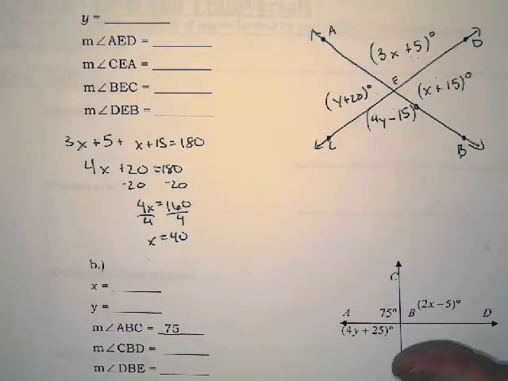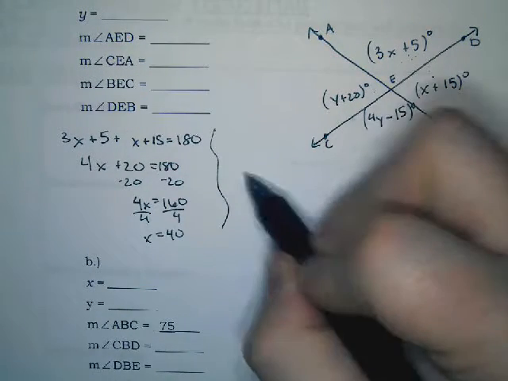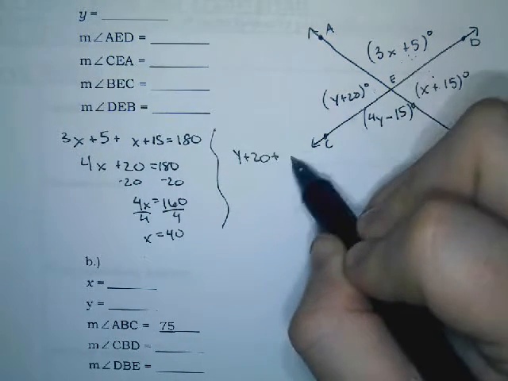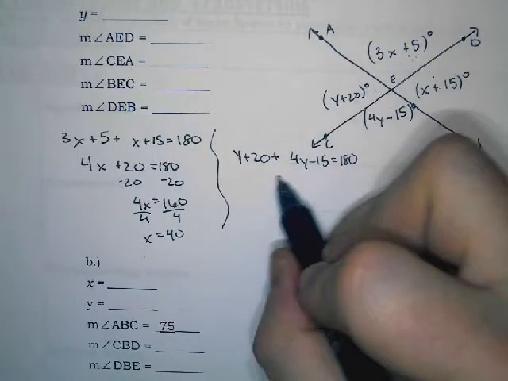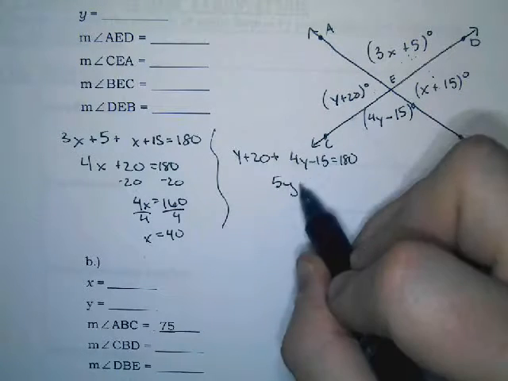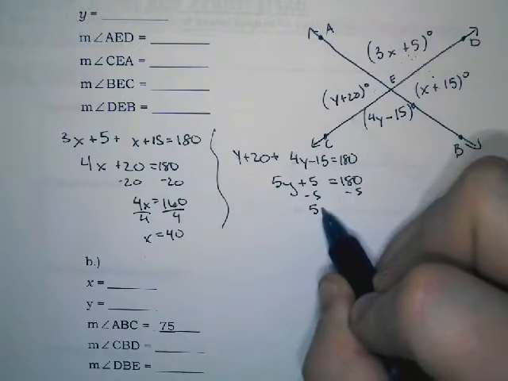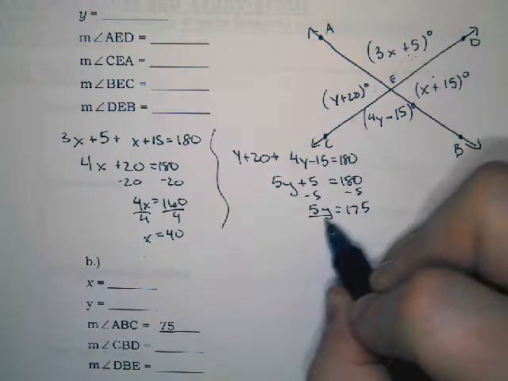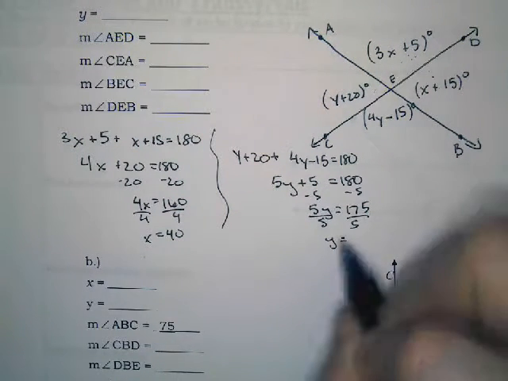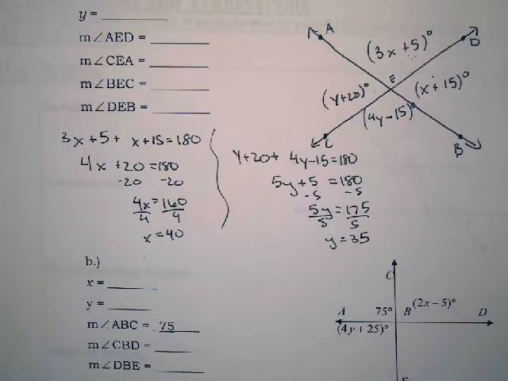Now we'll do the same process to solve for y. So I can say that y plus 20 plus 4y minus 15 is equal to 180. Combining like terms, I get 5y, 20 minus 15 is plus 5, equals 180. Subtract 5, and we get 5y is equal to 175. Divide by 5, and we get y is equal to 35. So we found our x, we found our y.